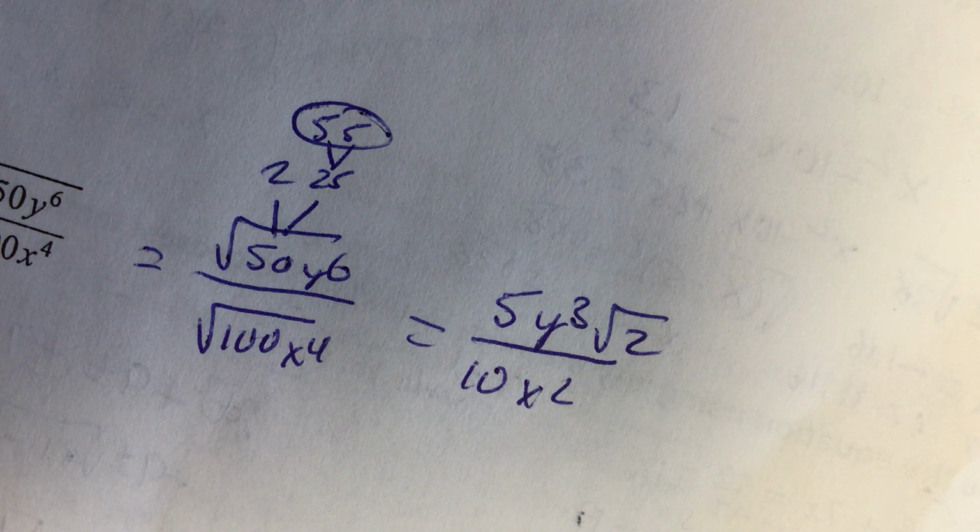The top, I factor tree it down. 50 is obviously 2 and 25. 25 is 2 sets of 5, so I bring out a 5 because I have a pair of 5s. This y to the 6th, there are 3 pairs to make 6. In other words, you have 3 pairs of y's. So those all come out in pairs as y to the 3rd. Then I have a square root of 2 left over. That's my answer.